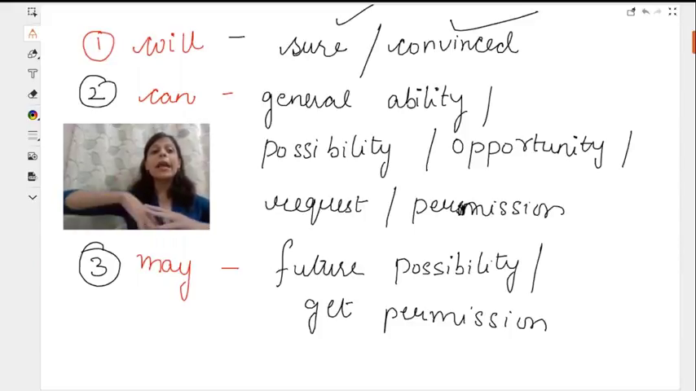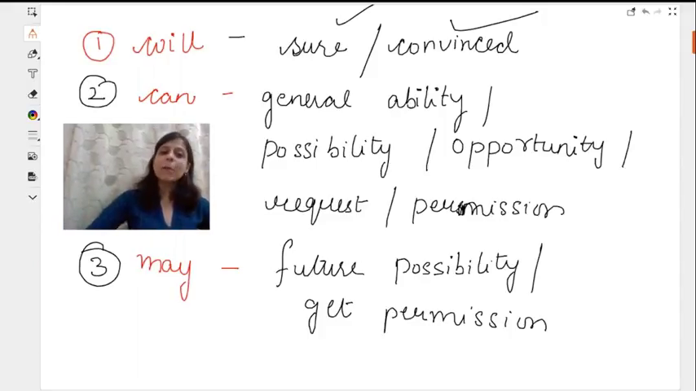When I have this ability to do something, the general ability, or there are some slight chances of this, there's possibility. When I have to make a request, or ask for permission, I use the modal that's can. And when do I use the modal may? When I say, it may rain. It might rain, I say.